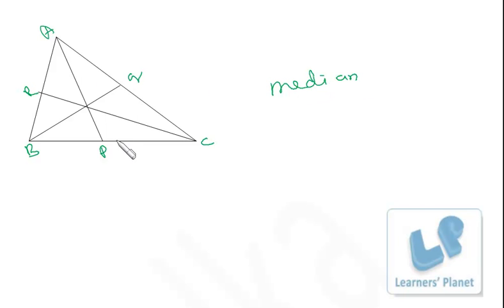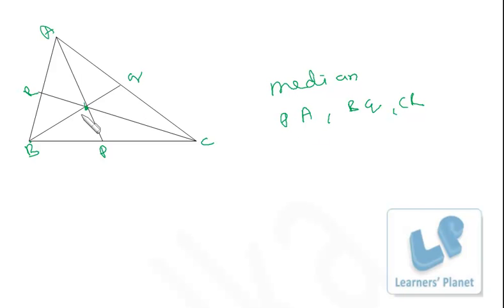right? P is the midpoint of BC, Q is the midpoint of AC, and R is the midpoint of AB, right? And the line joining the vertex to the midpoint of the opposite side is known to be a median. Okay, so BQ, CR, PA, these are medians.